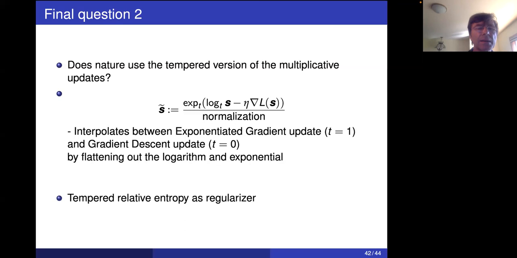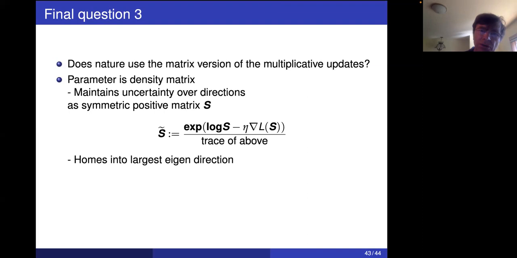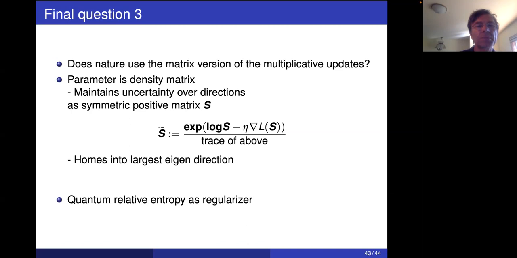And you get to it by the tempered relative entropy. Now, there's another question: there is a matrix version of this multiplicative update. And I do not know whether that is used by nature. Now the share vector is a positive definite matrix, sort of quantum physics. And then you take a matrix log, you subtract the gradient, and then you matrix exponentiate and divide by the trace. This was used, it homes into the largest eigendirection. It was used to do PCA algorithms. And the quantum relative entropy is now the regularizer. I do not know whether those are real, whether they are used by nature.